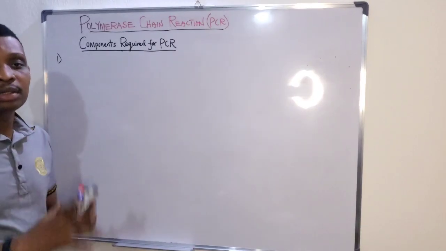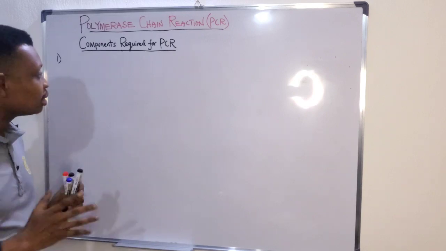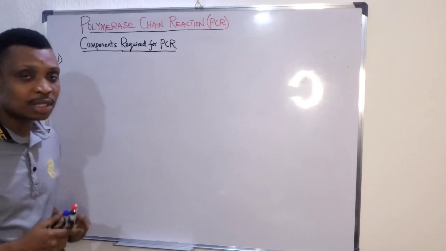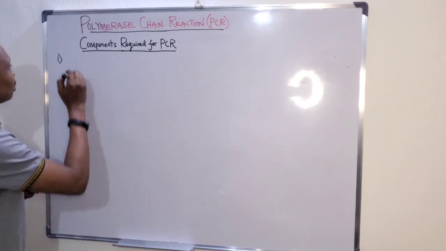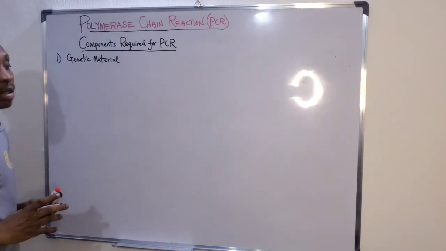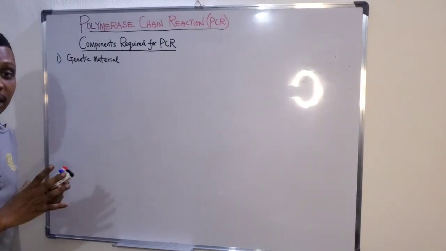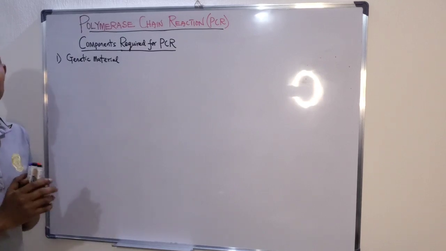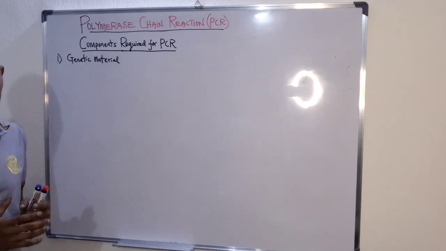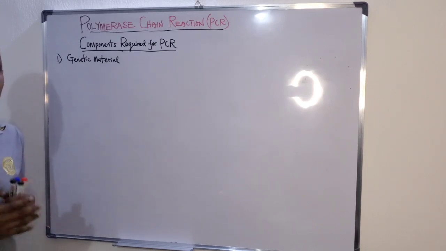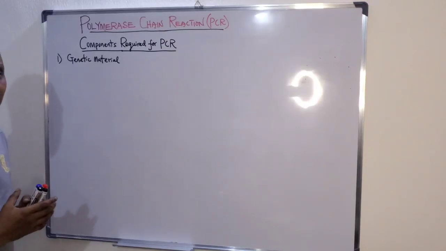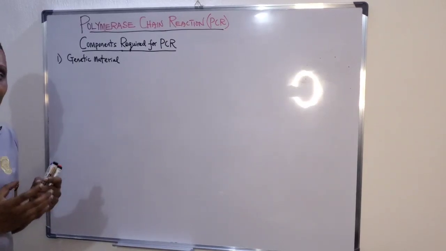There are basically two components that are required for PCR. The first is the genetic material. This genetic material is basically obtained from the DNA that has been extracted. I gave the example of Mycobacterium tuberculosis and how its DNA can be extracted and then used for polymerase chain reaction. So let's assume the DNA has been extracted and we have the genetic material.